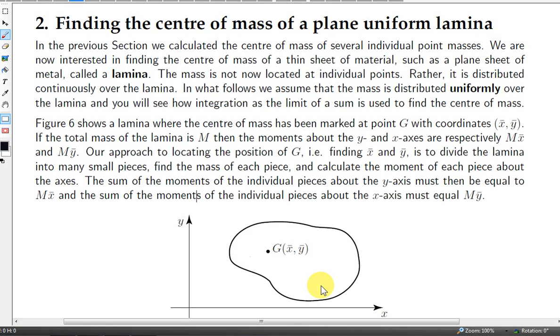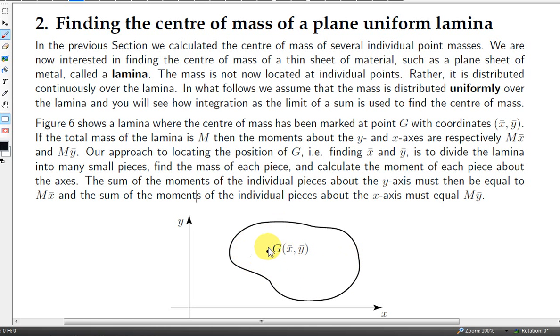Here we have a plain uniform lamina. This means that its thickness, which is into the screen, is the same everywhere. It's uniform, and its density doesn't vary either. Its density is the same everywhere. We will be ignoring its thickness. We will assume that its thickness is so small that it's negligible.